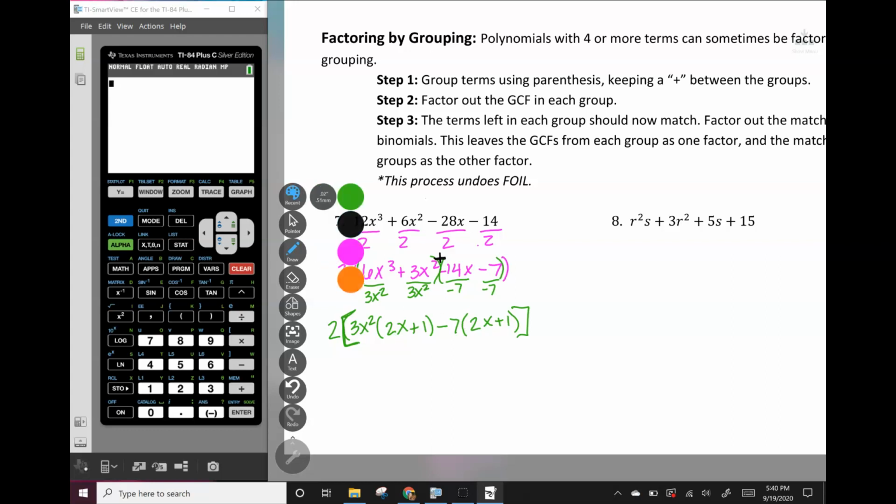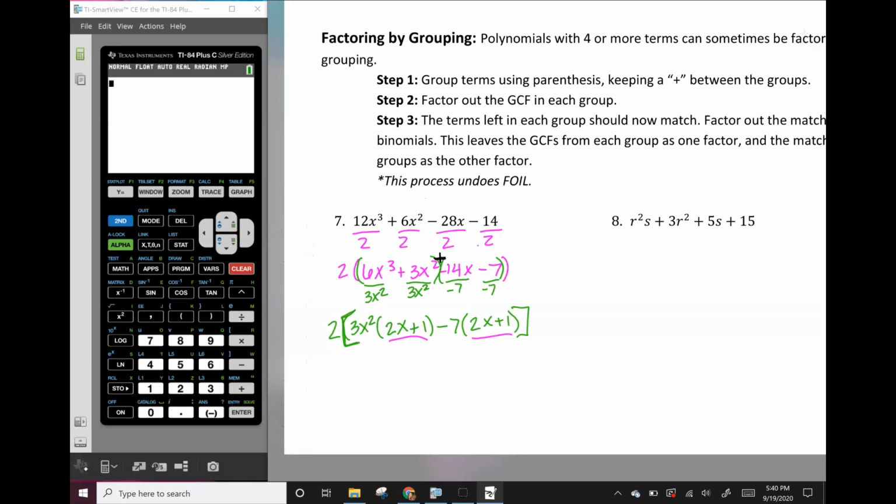Notice, this is the important part, that these two match. This only works if those leftovers match. And so that's what step 3 says. The terms left in each group should now match, so factor out the matching binomials. Just like on the last problem of the first page, we can factor this 2x plus 1 out of these two terms. So we've got the 2.